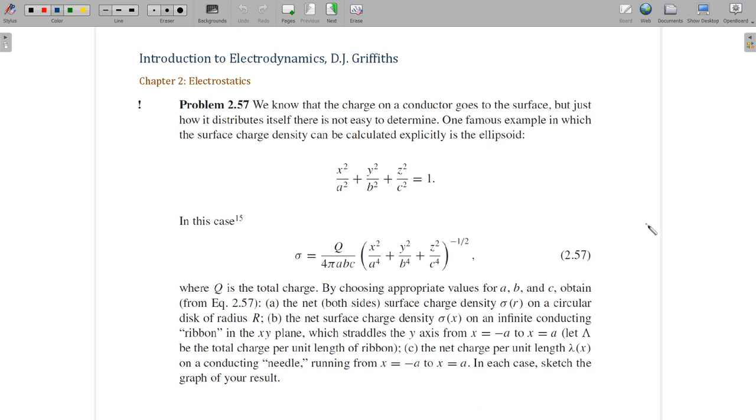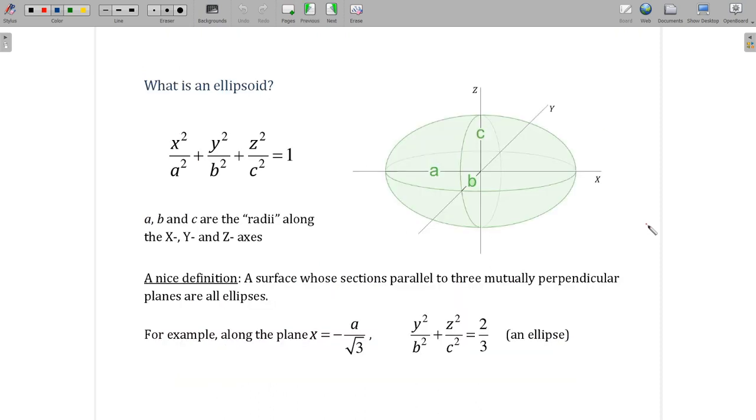So before going into what we have to do with this formula, let us look at what an ellipsoid is. An ellipsoid is, you can say, a generalized sphere. What I mean by a generalized sphere is that a sphere is only a special case of an ellipsoid. In the case of a sphere, these quantities A, B and C would all be equal, and they would be equal to the radius of the sphere.